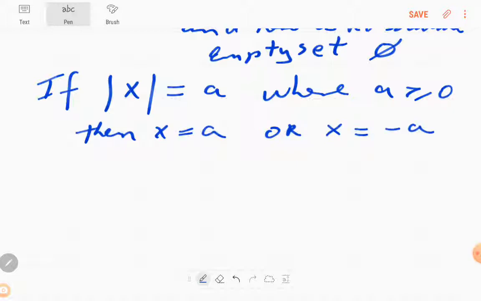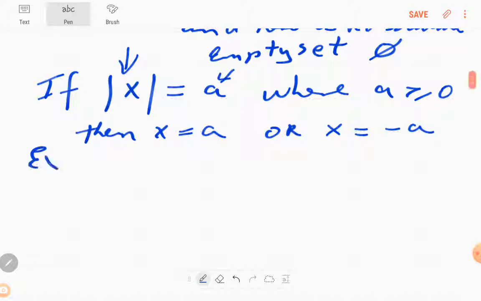Now, don't be confused. Even though I have a negative sign here, I'm referring to the value of the x. That means inside here could be negative or positive, not out here on the outside. So when I have x equal to a or x equal to minus a, I'm referring to the value that's inside the absolute value.